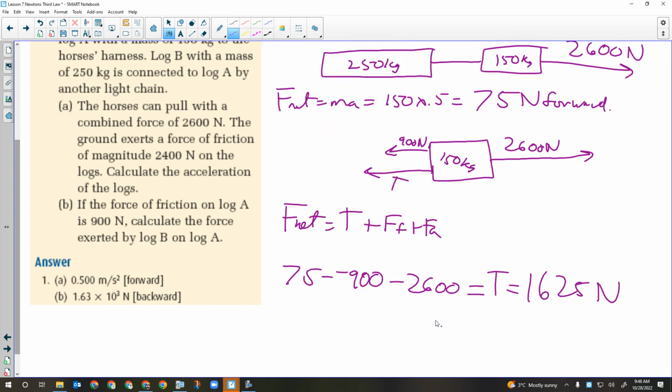But there's only 3 significant digits, so 1.63 times 10 to the 3 newtons, and I don't have to put any direction on there because it was tension. Had they asked what's the force of log B on log A, then I would have to say backwards. Oh, sorry, they do ask for that. So backwards would be the right answer. Sorry, I thought we were looking for tension. Okay, so backwards.